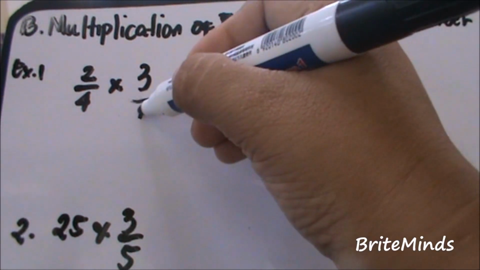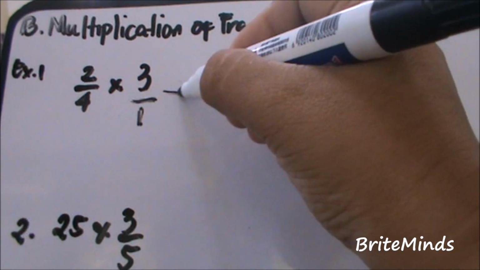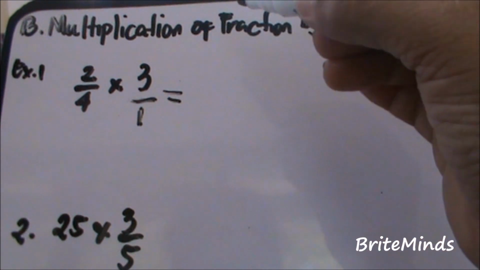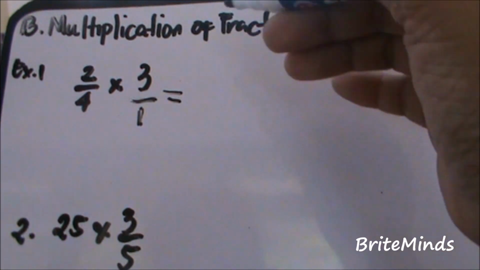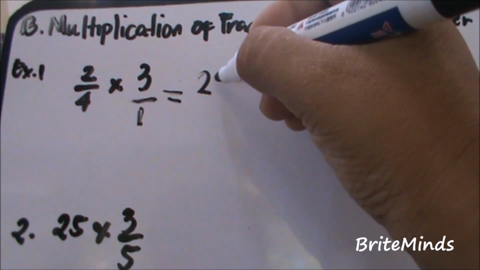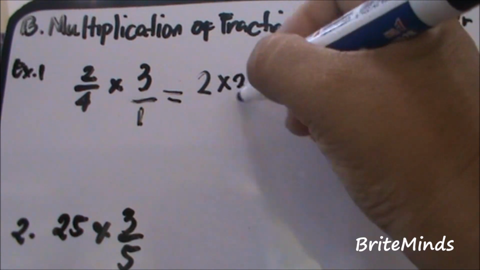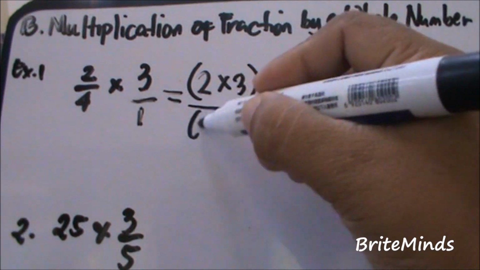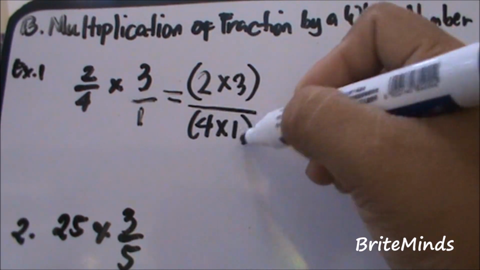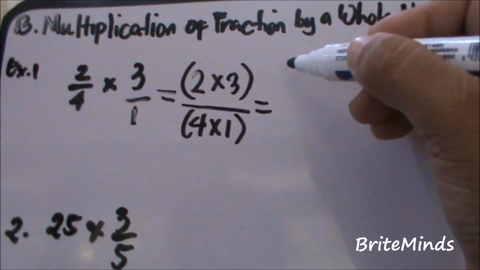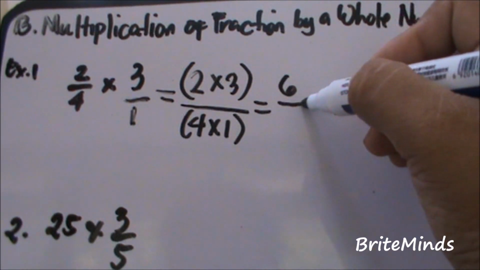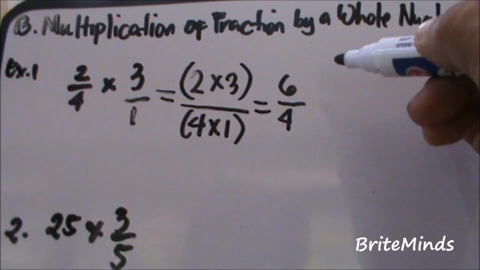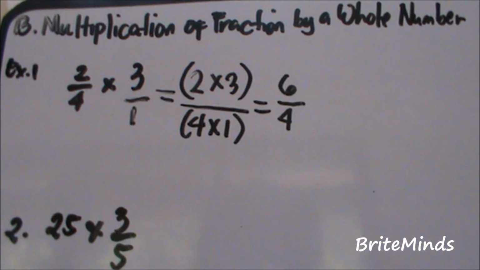So 3/1. Now multiply the numerators. So 2 times 3. Then multiply the denominators. 4 times 1. Equals 6 over 4. If the answer is an improper fraction, change it into a whole number or a mixed number.